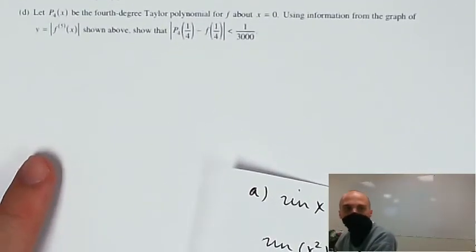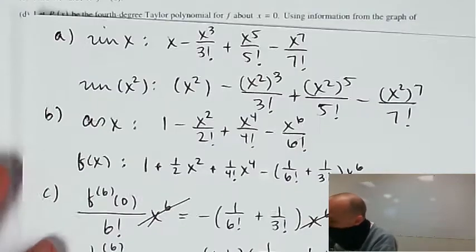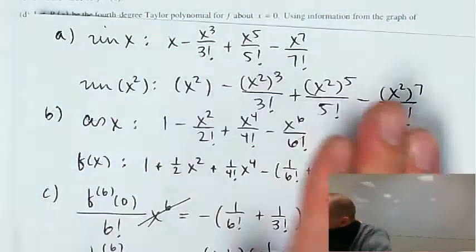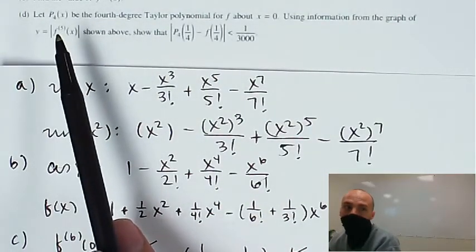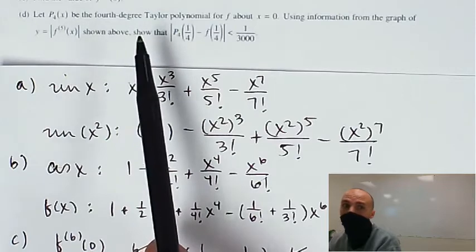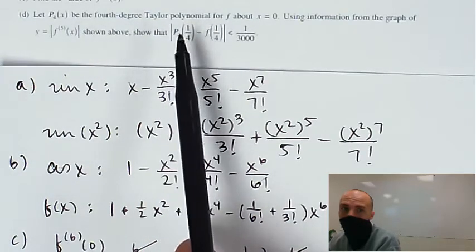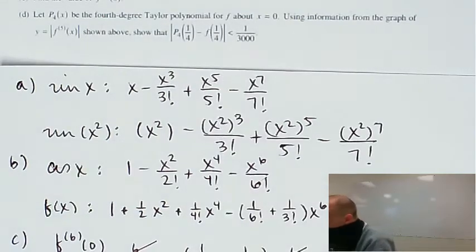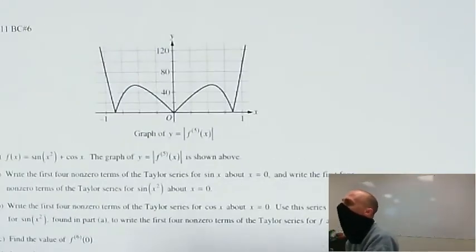So let P4 be the fourth degree Taylor polynomial for f around x equals 0. I think I can show you P4. That would be just this, or just that, okay? Use the information from the graph of y equals the absolute value of f's fifth derivative shown above to show that the error in an approximation of f of 1/4 using a fourth degree Taylor polynomial is less than 1 over 3,000. Okay, this is another one of those ones where it's there in the arithmetic.